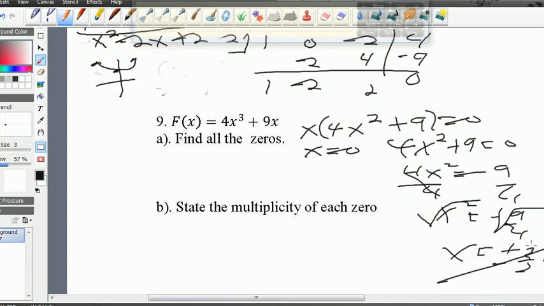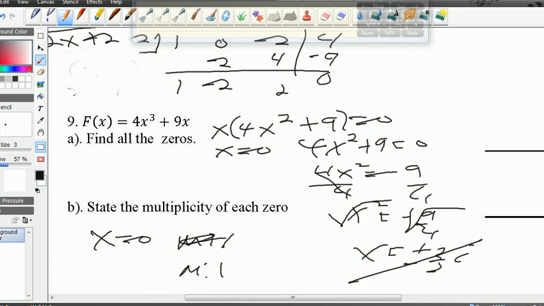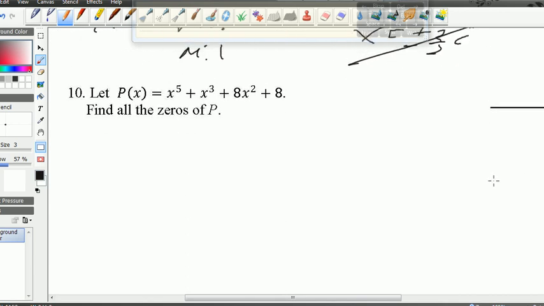That one doesn't count because why? Because it's imaginary. That means it will not cross the x-axis, so it can't be a 0. I pulled out an x right here, so x equals 0. So x equals 0 is my only 0. Its multiplicity is 1. Cool. Going down here a little bit more, find all the zeros.